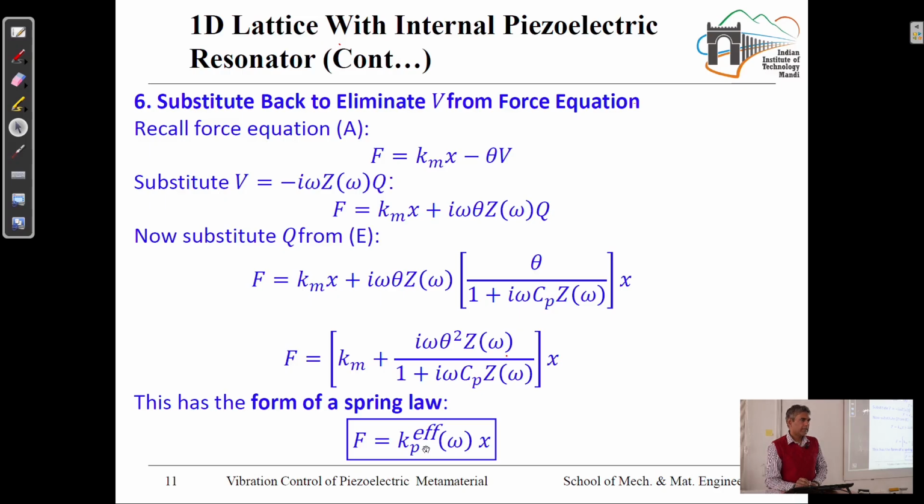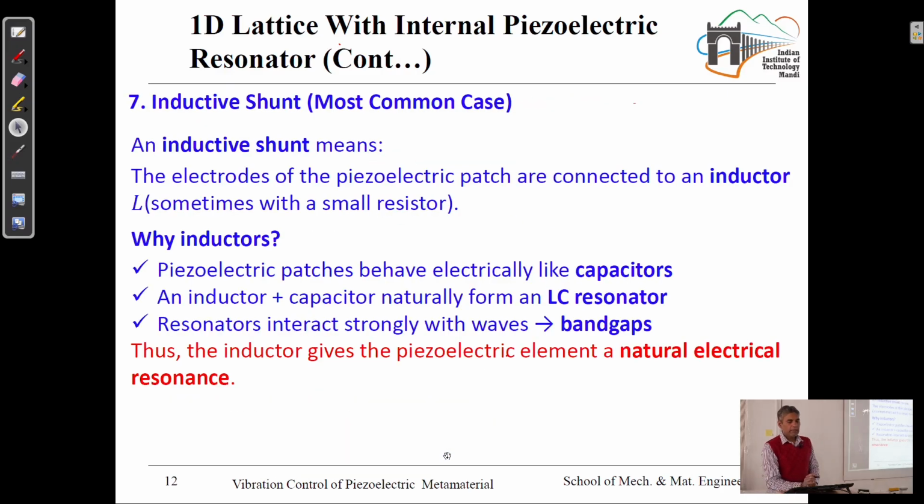That is the stiffness of the piezoelectric element. Kp effective is the stiffness of the resonator, or the piezoelectric material in our case. Now, as I mentioned, we are considering only the inductor, and the capacitor of course is the piezoelectric patch as such. So we have this network. Of course, you can consider here any other type of combination of R and L, or you can have even one more capacitor, right. So actually there are now many combinations.